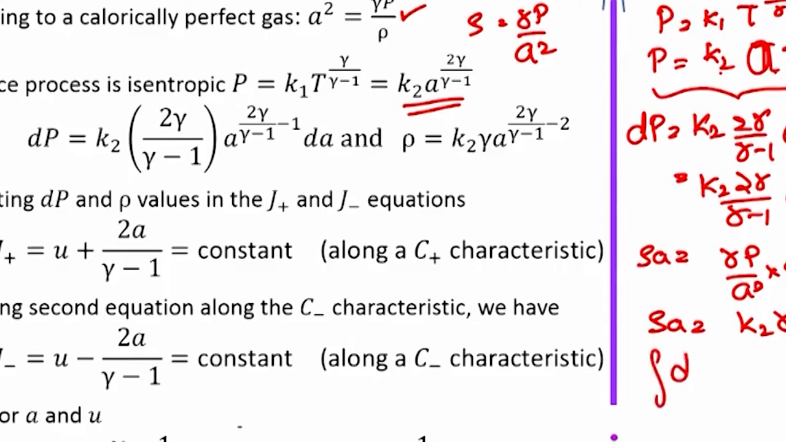Now, this term dp by rho a will turn out to be, if you put things together, there is a 2 here, this gamma gets cancelled with this gamma, k2 goes off with this k2. So, you have 2 by gamma minus 1, this a power gamma plus 1 goes with this a power gamma plus 1. So, you are left with the integral of dA. So, what you get is integral dA is a. So, u plus 2a by gamma minus 1. So, the Riemann invariant can be solved analytically, you can get a closed form solution. u plus 2a by gamma minus 1 is equal to constant along a C plus characteristic. Similarly, for a C minus characteristic it is the same integration, but you have this negative sign here. So, u minus 2a by gamma minus 1 is constant.